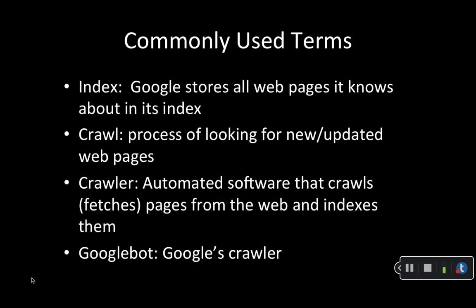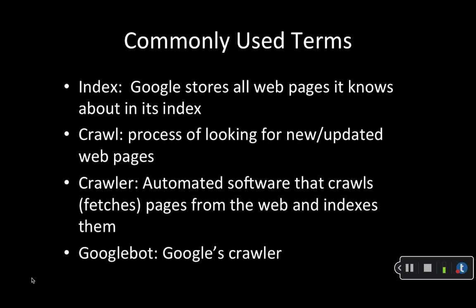Here's a short glossary of some important terms for you to know. Index. Google stores all web pages that it knows about in its index. The index entry for each page describes the content and location, or URL, of that page. To index is when Google fetches a page, reads it, and adds it to the index. Google indexed several pages on several sites in one day.